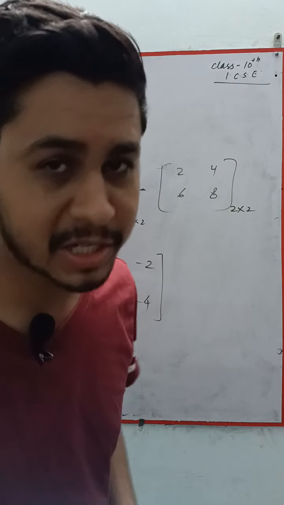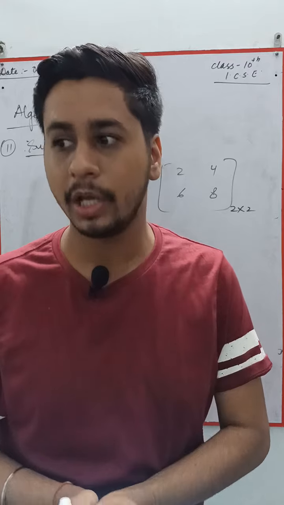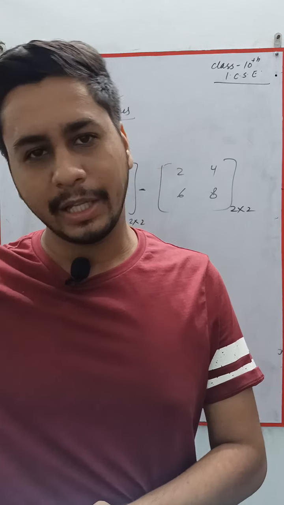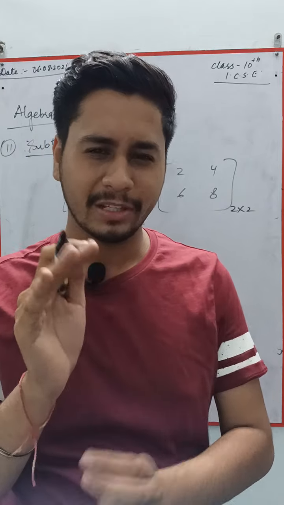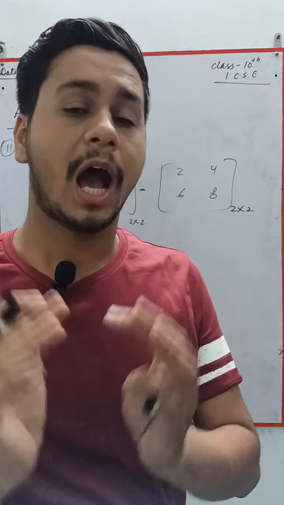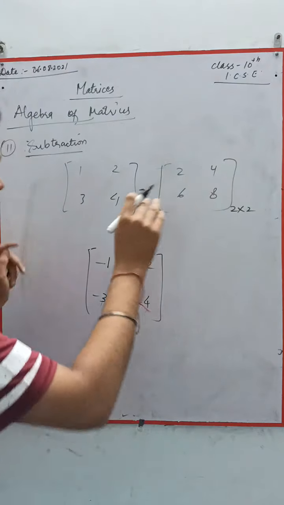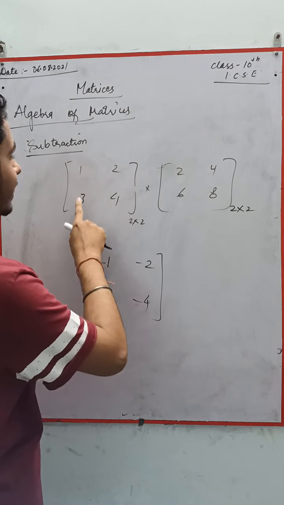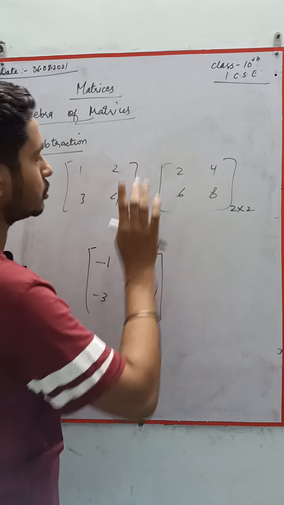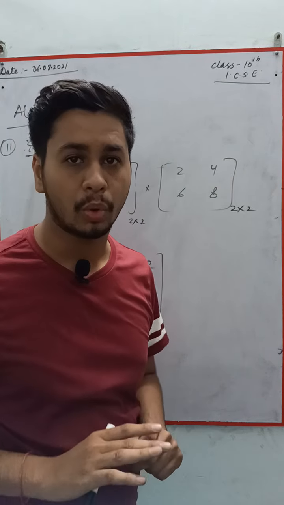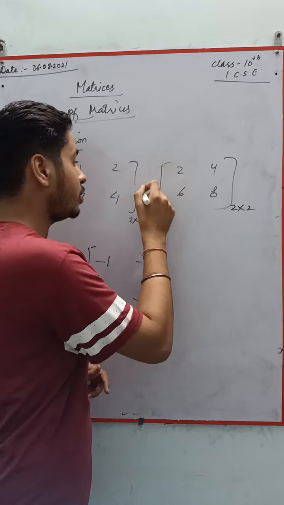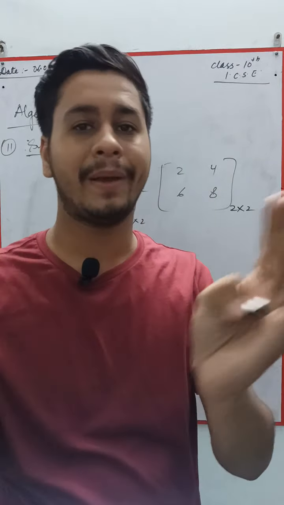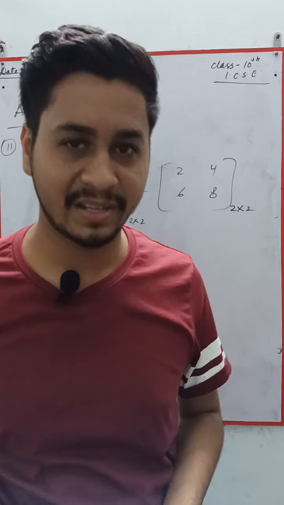Now multiplication I'm not explaining in this video, because we'll take it some other time, because that topic is very important: how to multiply two matrices. Please don't think that multiplication means 1 into 2, 2 into 4, then 3 into 6, 18, and 4 into 8, 32. No, this is not how we do multiplication. There is some other criteria for multiplying two matrices.